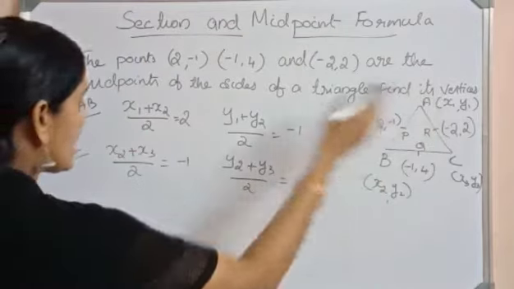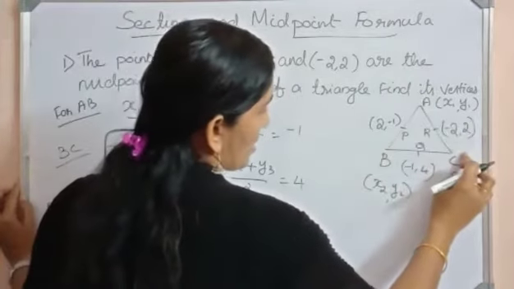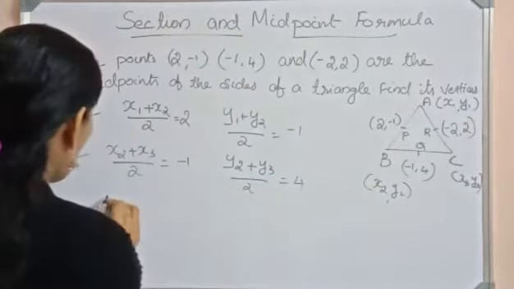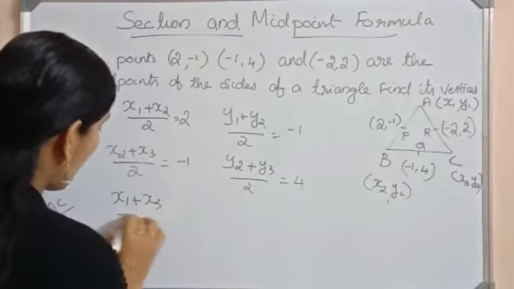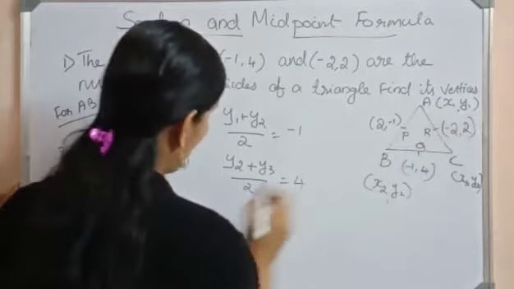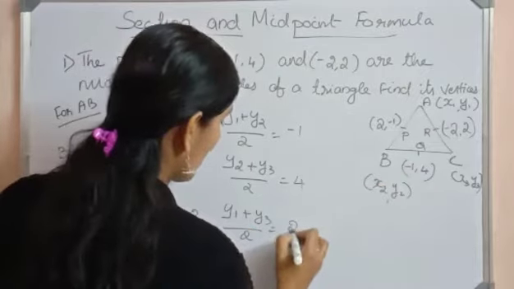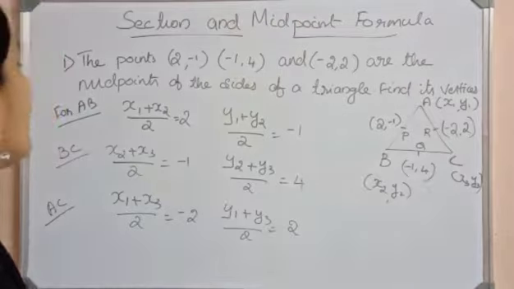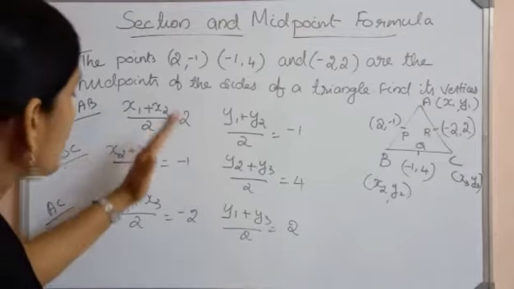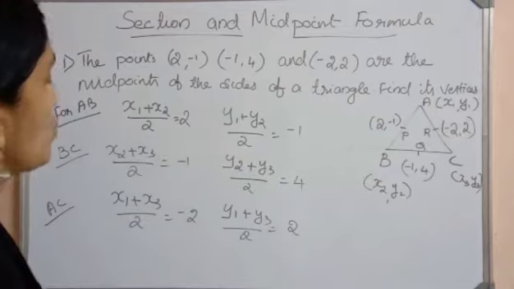Also, for the side AC, A and C are the end points and the midpoint is (-2, 2). So (x1 + x3)/2 is equal to -2 and (y1 + y3)/2 is equal to 2. So we have applied the midpoint formula here. Considering the midpoint of each side, we have made these formulas. Now by using these, we can find the values of x1, x2, x3 as well as y1, y2, y3.